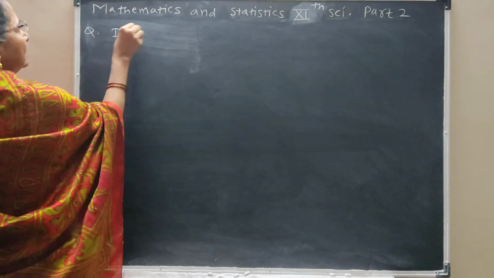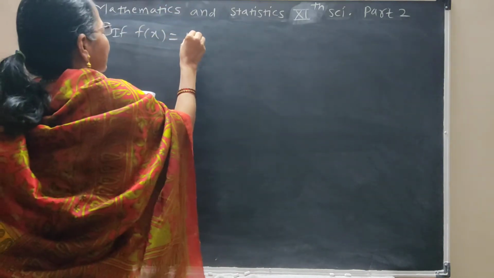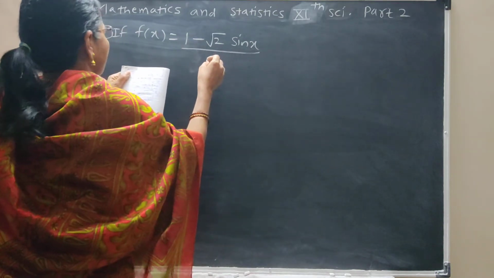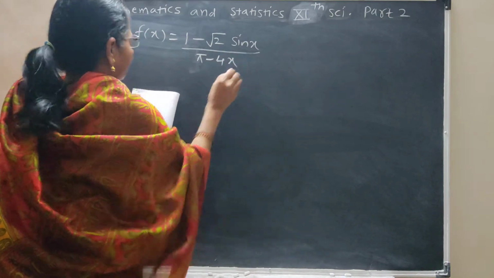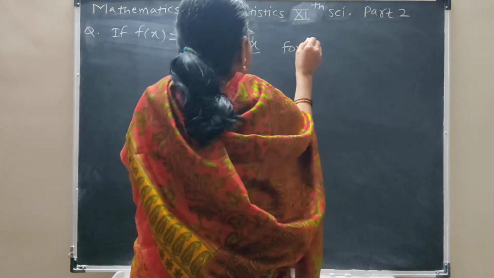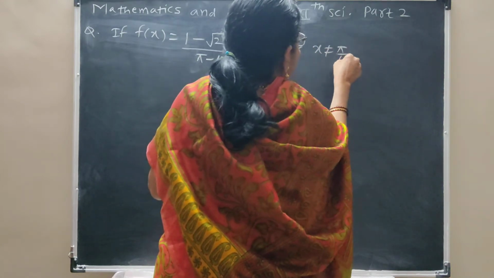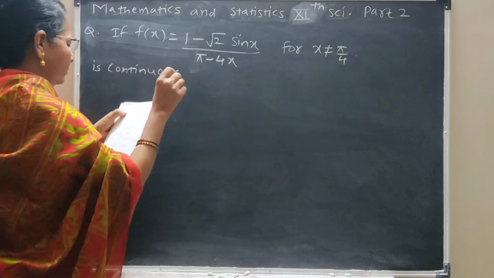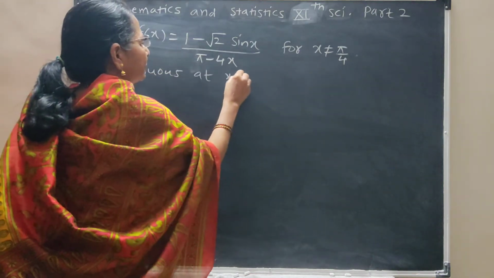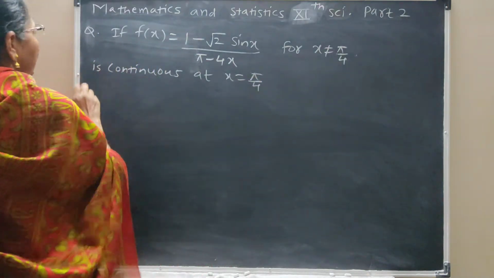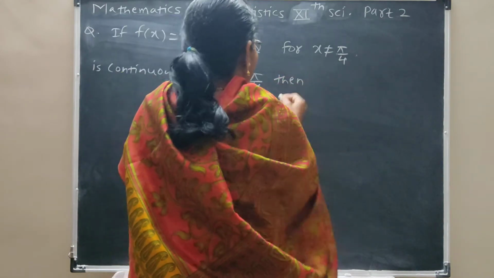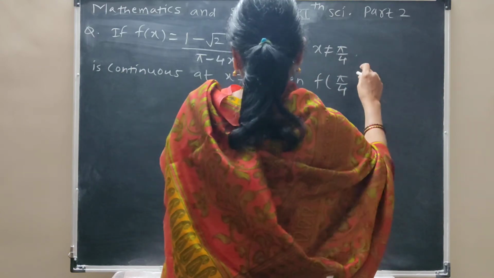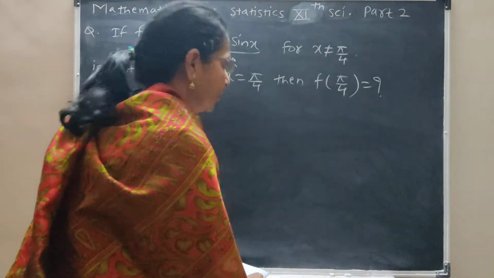If f(x) is equal to (1 minus root 2 sin x) upon (pi minus 4x) for x not equal to pi by 4, is continuous at x equal to pi by 4, then f(pi by 4) is equal to, we have to find this value.